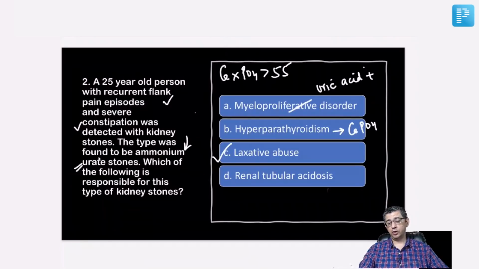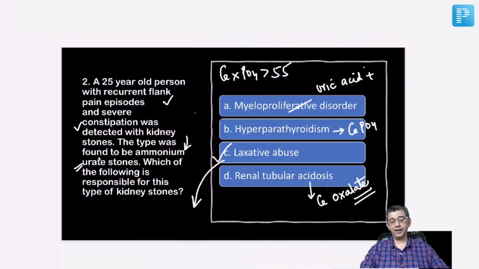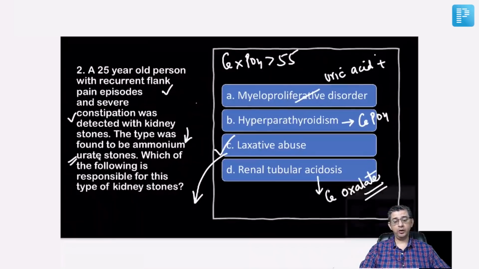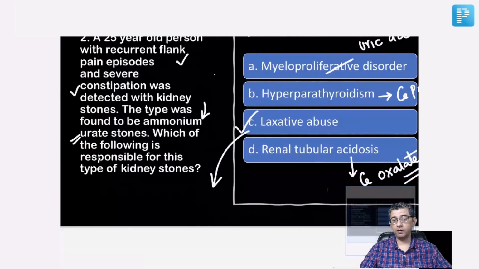And why the answer is not renal tubular acidosis is because in RTA, again, the type of kidney stones that are usually formed are calcium oxalate stones. In fact, one of the leading causes of calcium oxalate stone is idiopathic hypercalciuria. Then another important one that is asked in exam is what is mentioned here, renal tubular acidosis. The answer to this question is C, and I know the usual query from most of you, a lot of you would have got this right, will be: why is laxative usage contributing to ammonium urate stones? So let's delve into this in the next 30 seconds and get over with this question.